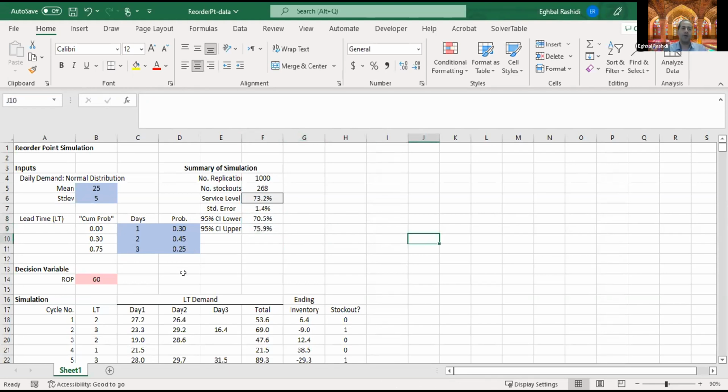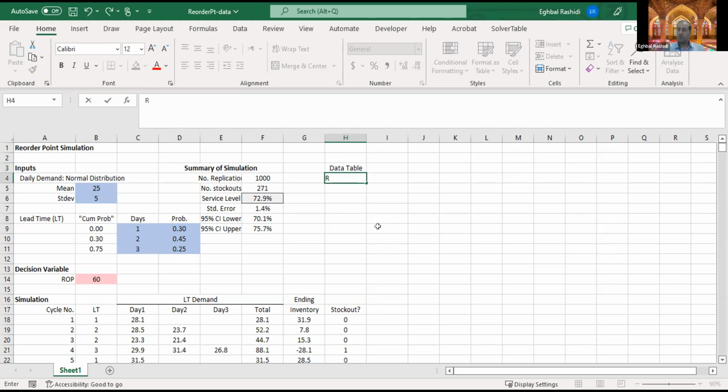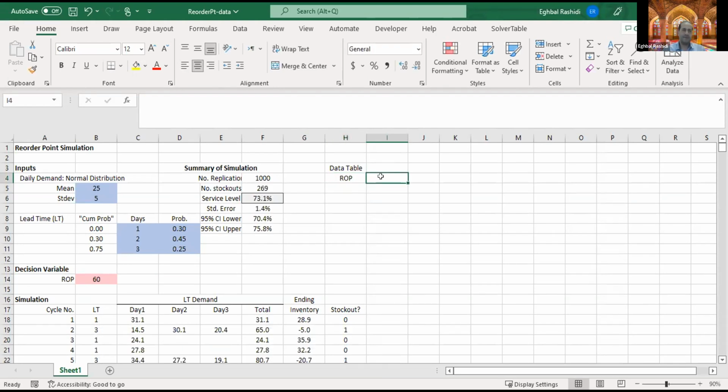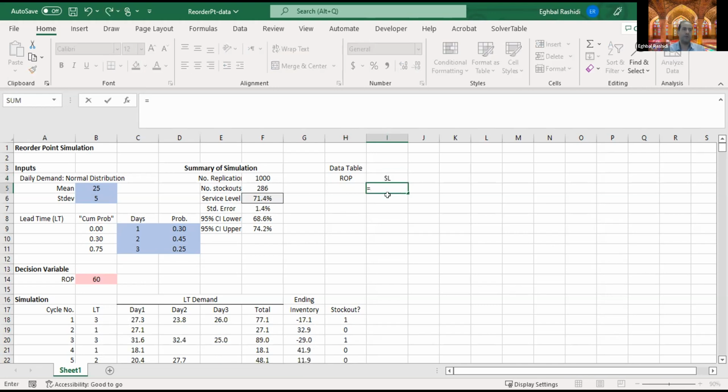So it is a function of the two random variables, the lead time and daily demand, and also a function of the reorder point. So let's do a one-way table to investigate the impact of reorder point on the service level. Okay, let's do that here. We're going to generate a data table. In this data table, I'm going to study the impact of reorder point on the service level. So I'm going to call it SL here. That's SL, so it's going to be this value.